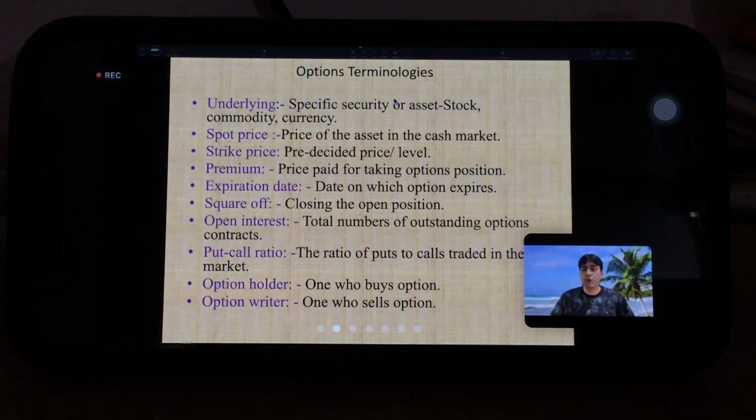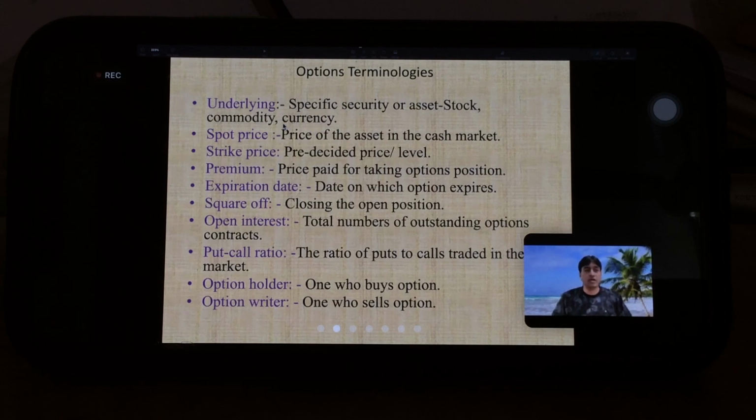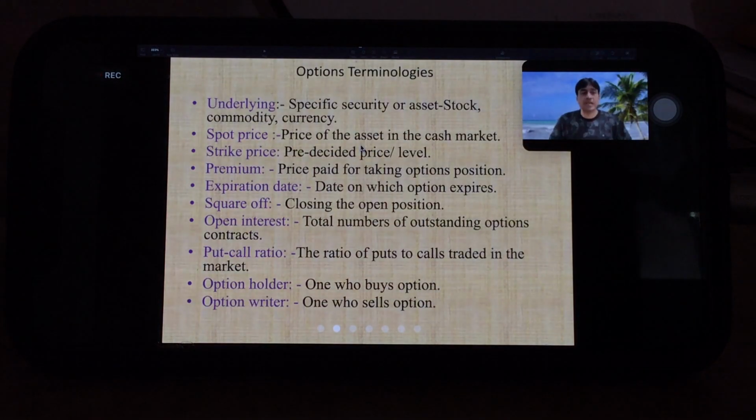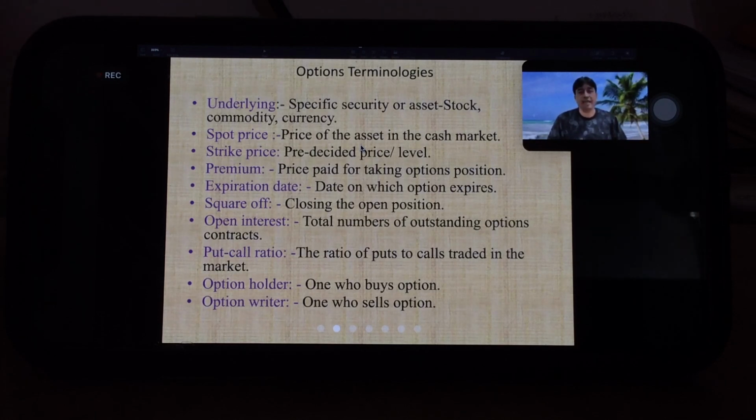So there are various option terminologies which are used. First is underlying, that is a specific security or asset, stock or commodity or currency. Like in the example, we took Reliance Industries. That was the underlying. Spot price means the price of the asset in the cash market. That is, 2359 is the Reliance spot price.